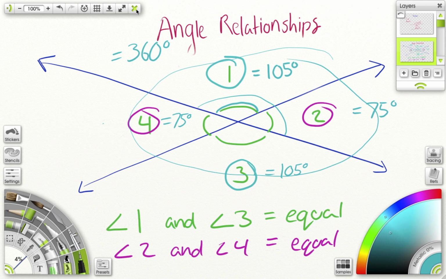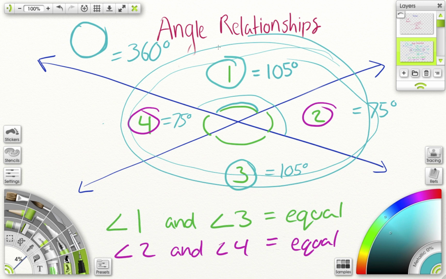360 degrees is the angle of an entire circle. So by adding all 4 of these angles together, even though they're in an X, that creates the entire angle of a circle. So when you have an X like this and all angles add up to 360, you've done something right. If your 2 opposite angles are equal, you've done that right. If these 2 angles added up together equal 180, these 2 equal 180, these 2 equal 180, and then these 2 equal 180, you know you've done that right.